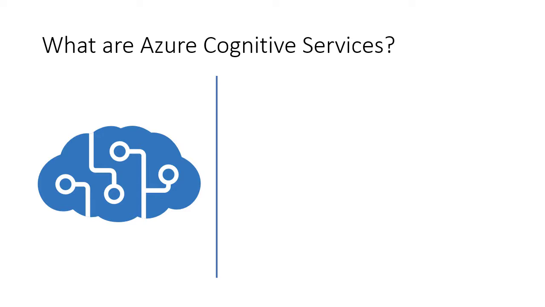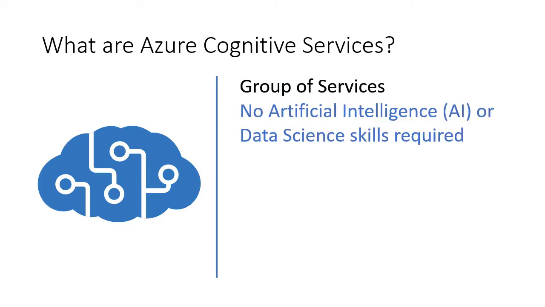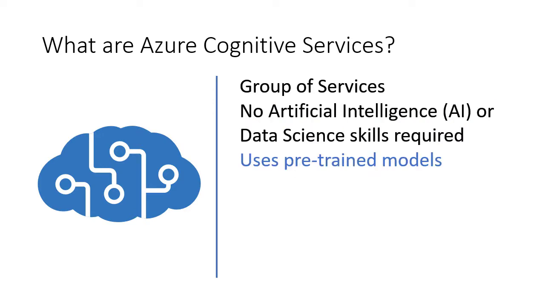Okay, let's start by exploring the definition of Azure Cognitive Service. So Azure Cognitive Service is a group of services available to help people easily integrate built-in artificial intelligence with their applications and provide applications with rich machine learning and artificial intelligence capabilities. And the best of this, it does not require from you any special artificial intelligence or data science skills. So it uses pre-trained models to save your time on building and training those models.